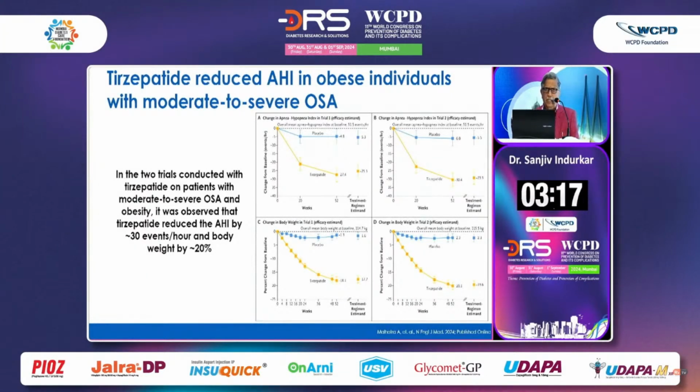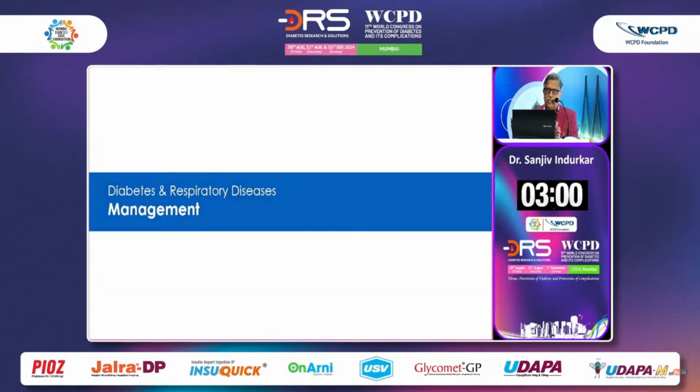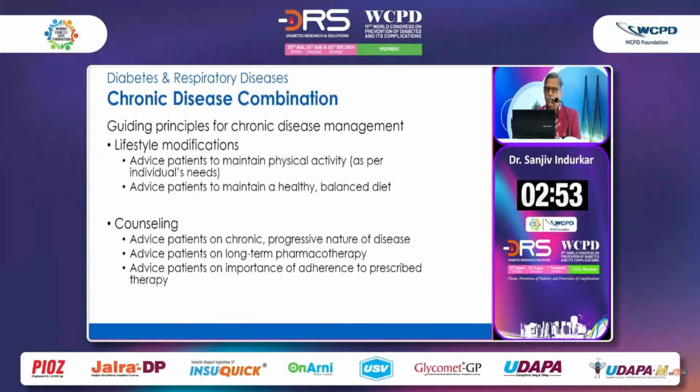So probably in the era of these wonderful molecules, if we reconsider proper assessment and management of lung diseases, I think we'll be rewarded appropriately to tackle these non-communicable diseases which are coming in jointly with respiratory disease, obesity, and diabetes. What about management? These are chronic diseases. When they combine, you have to look at patients' adherence to the therapy, proper physical activity, and a healthy, balanced diet, which is extremely easy to advise, equally difficult to follow. We have to counsel for the chronic nature of diseases, their outcomes, permanent long-term pharmacotherapy, and the importance of the prescribed therapy.